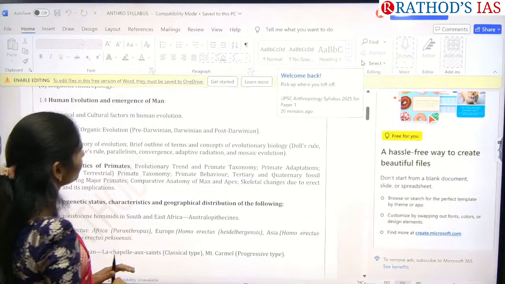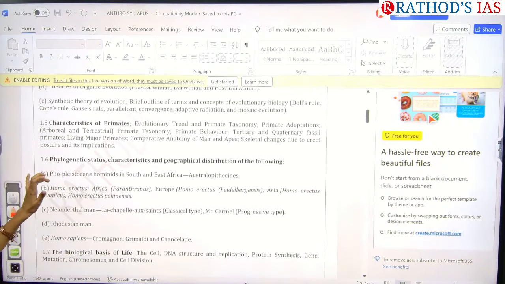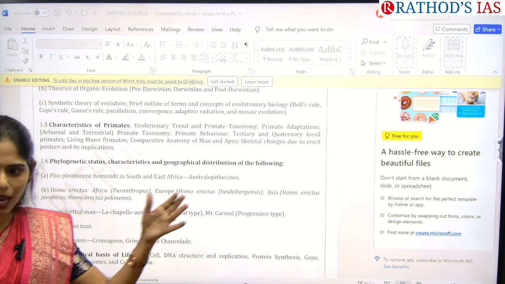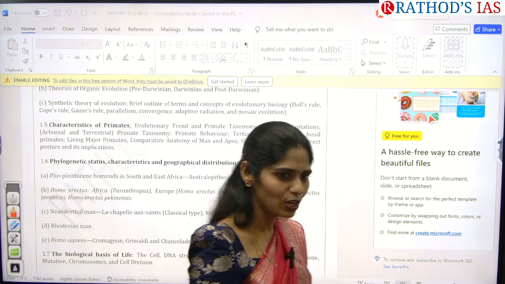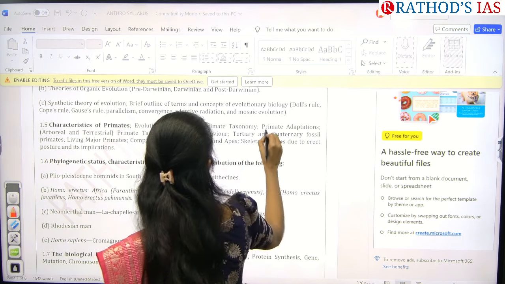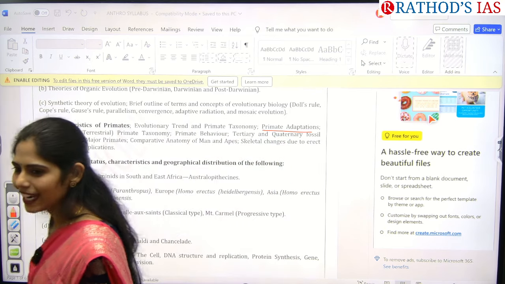Syllabus. Okay, so what is this 1.5? See, in your syllabus it is about characteristics of primates. So primates are nothing but ape family members that come under this order of primates. So the first topic here is primate adaptations. Adaptation means what?